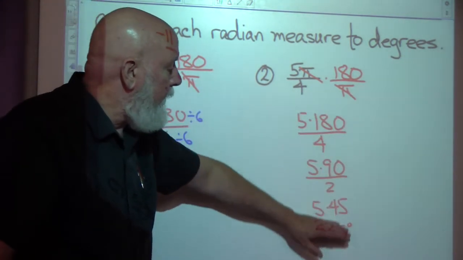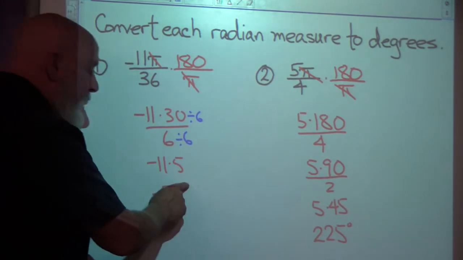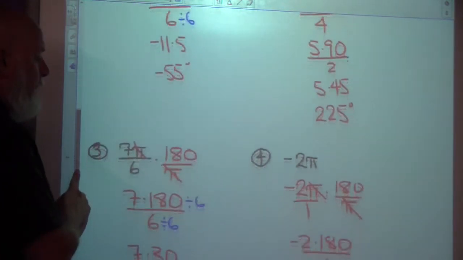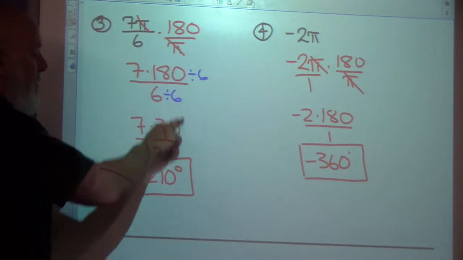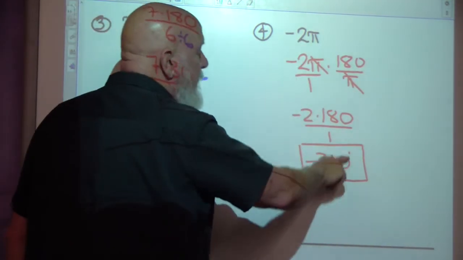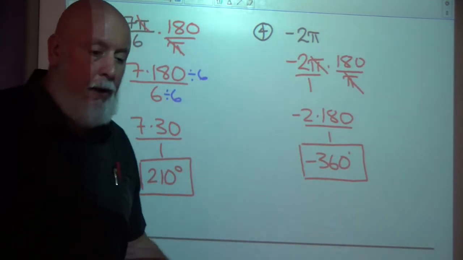So that's what we do. And slap a degree symbol on it when you're done, because that's what we're doing. We're converting radians to degrees. And try not to make any mistakes. I make mistakes, but I try not to.